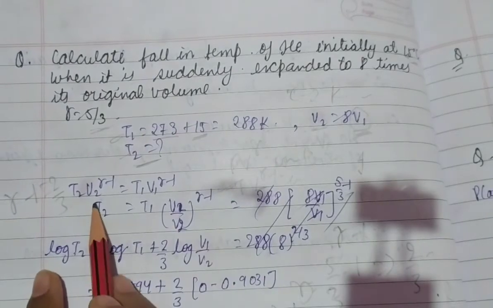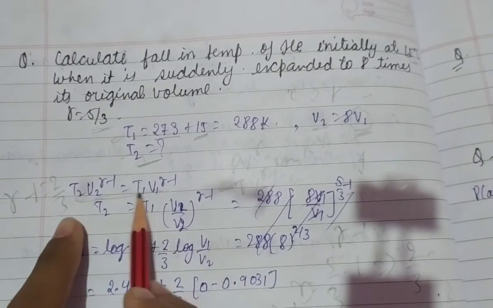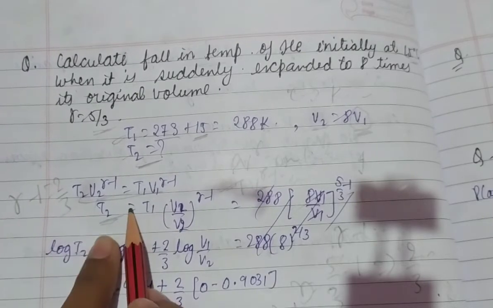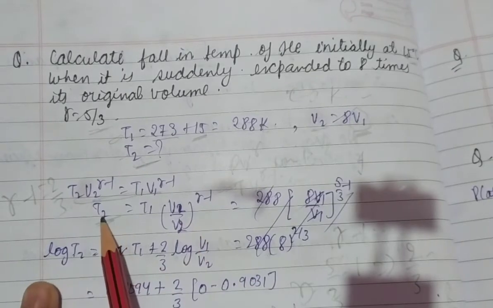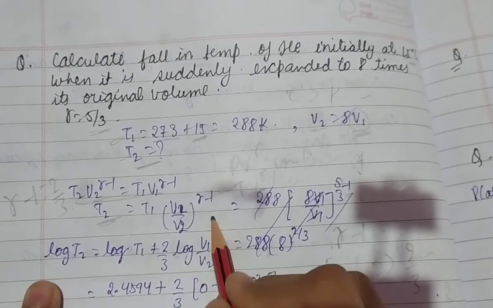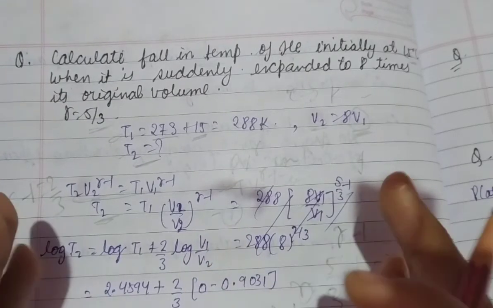Now let us take whatever the value. Here we have rearranged this equation, and as we want to find out T2, T2 is on the left side and all the other things are on the right side. So let us now take log of this equation. Let us consider this as equation 1, and taking log of equation 1 on both the sides.